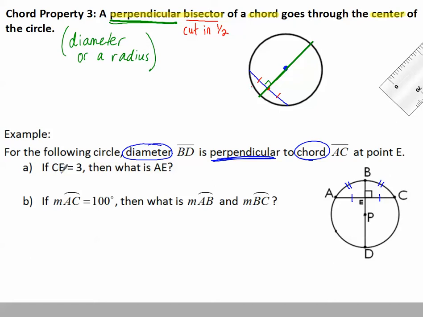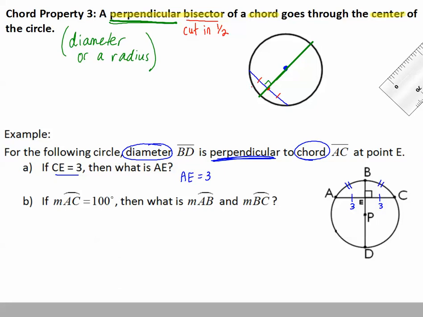Part A, if CE equals 3, then what is AE? CE is 3, so AE also has to be 3. AE equals 3. We marked it congruent, so the rest is just filling in the blanks.